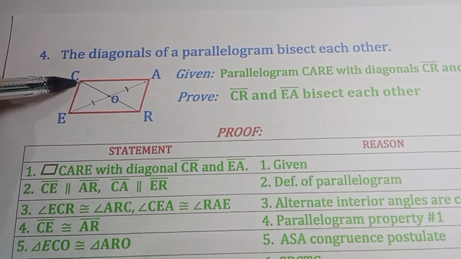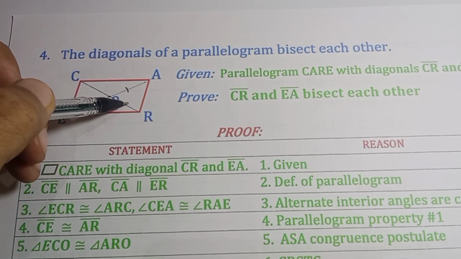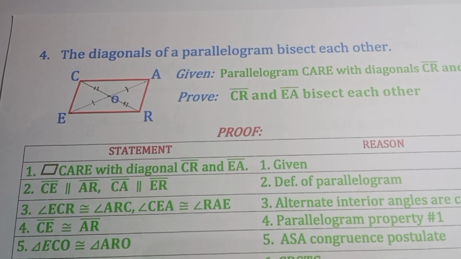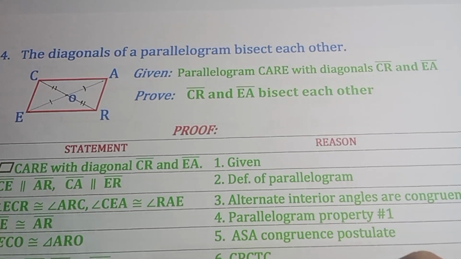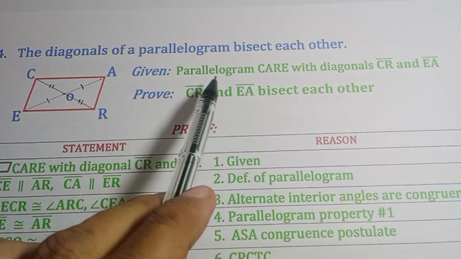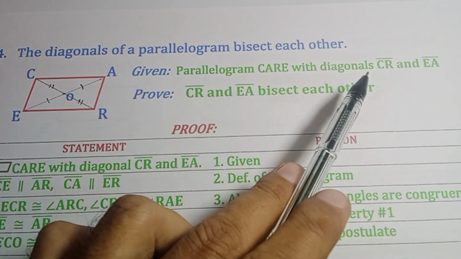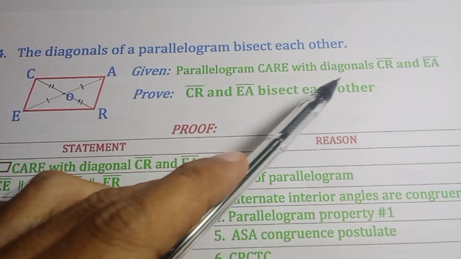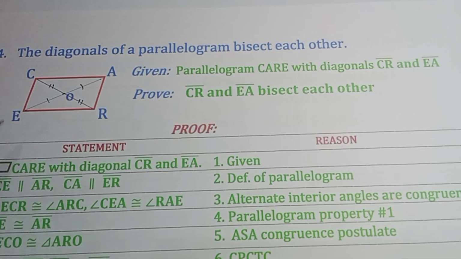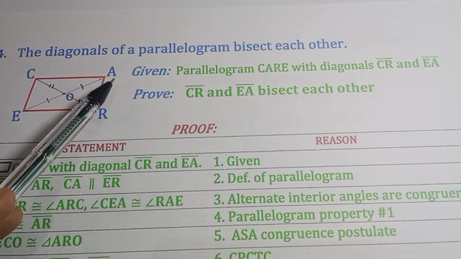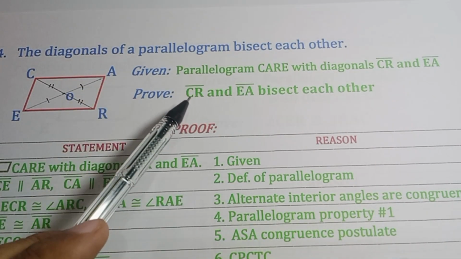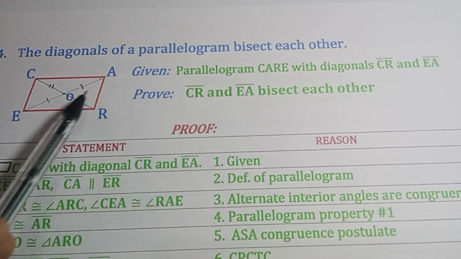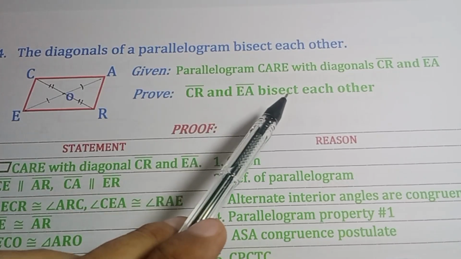This diagonal is divided into two equally. So this one is equal to this part. Okay, we can now make a given. So we have a parallelogram here with diagonals, segment CR is one, and segment EA, this one. We are going to prove that segments CR and EA, this one, bisect each other.